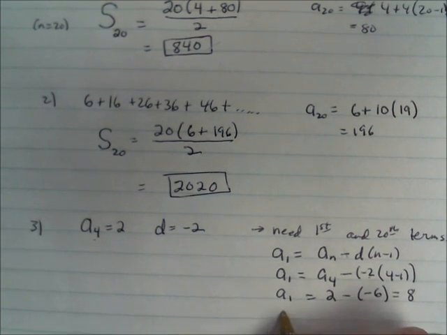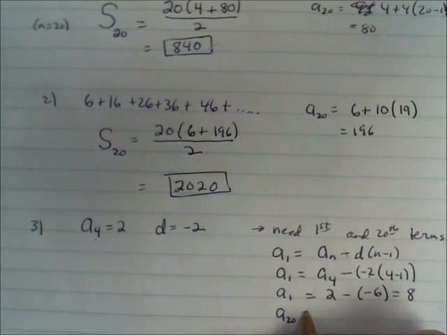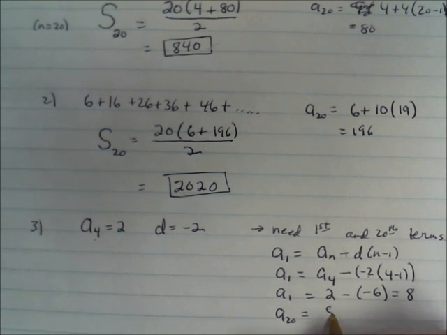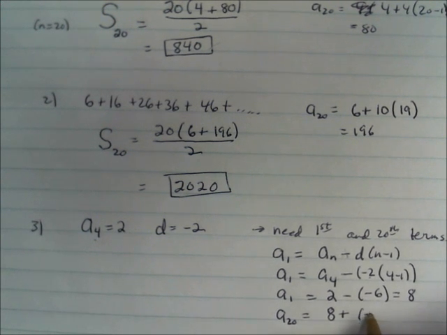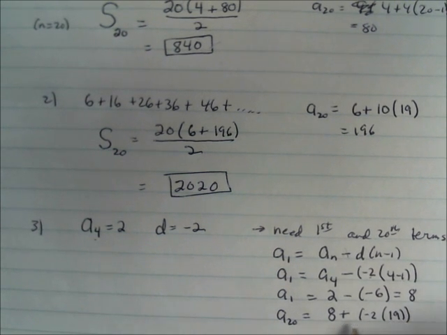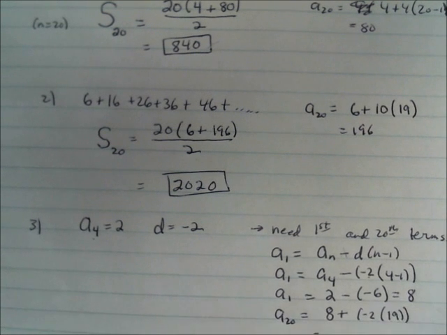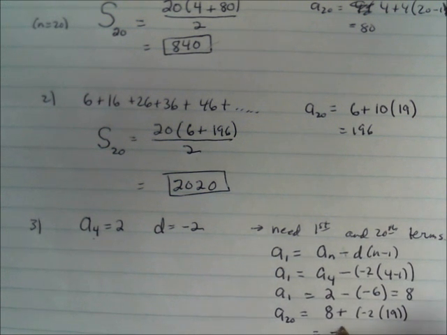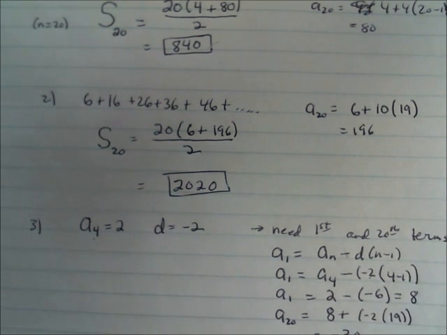Now we need the 20th term. The 20th term is equal to the first term plus d times n minus 1, which is 19, first term, d, n minus 1. So the 20th term is negative 38 plus 8, I believe that's negative 30.